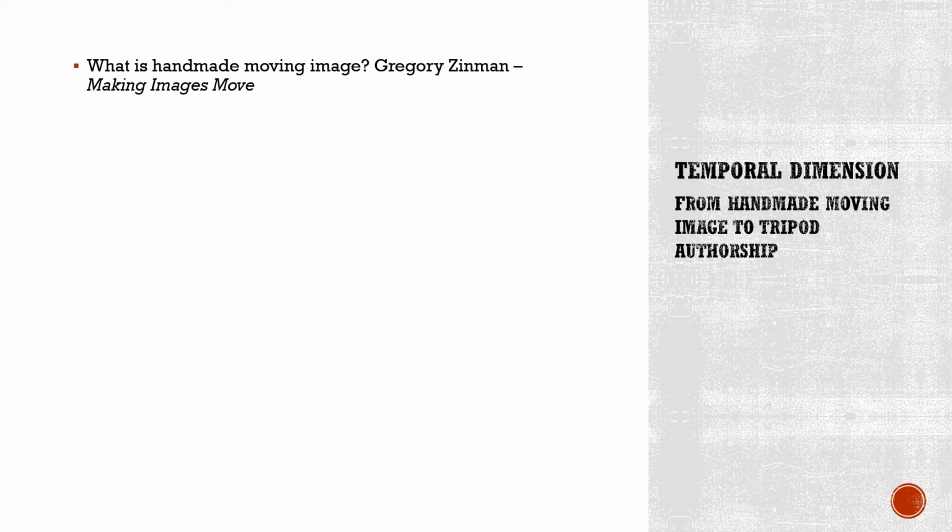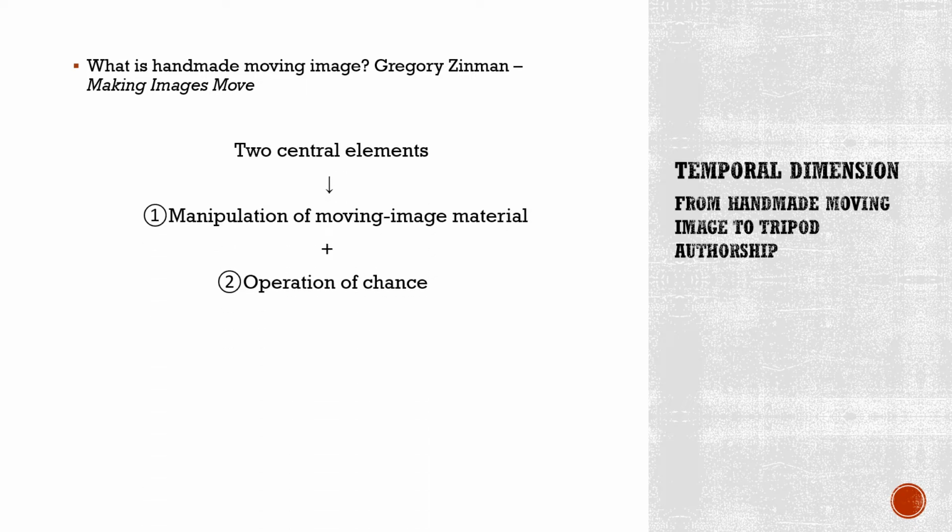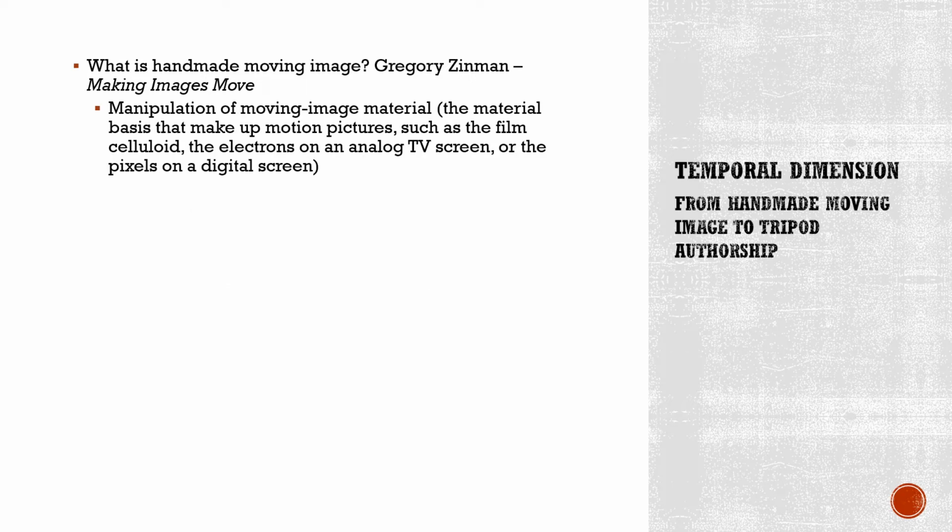To figure out what is handmade moving image and how it informs the emergence of tripod authorship in CG motion pictures, I'm going to draw from Gregory Zinman. In Making Images Move, he defined the handmade discourse with two central handmade elements: the manipulation of moving image material and the operation of chance. First of all, moving image material refers to the material bases that make up motion pictures, such as the film celluloid, the electrons on an analog TV screen, or the pixels on a digital screen.